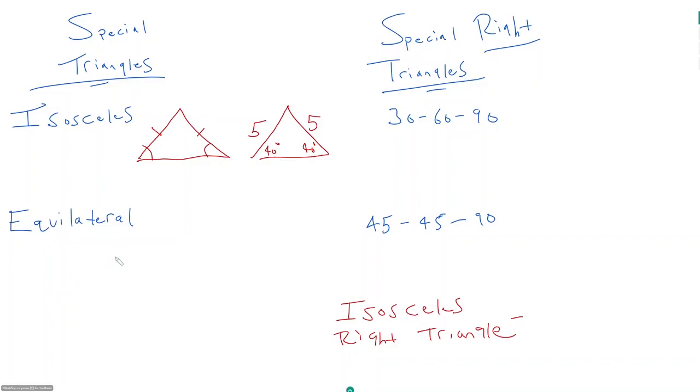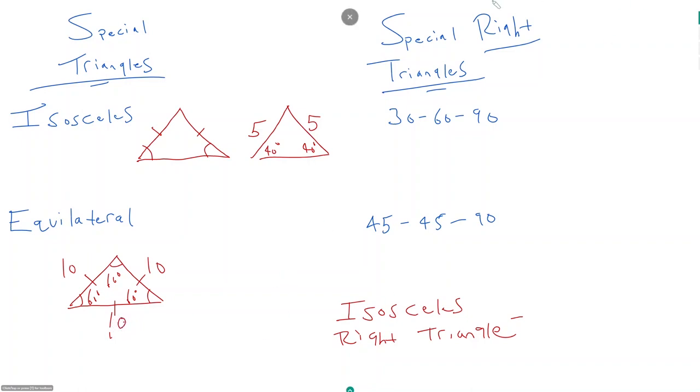For an equilateral triangle, though, that is a triangle where, as the name implies, all of the sides have the same length, which means all the angles opposite those sides must also be the same. And so in equilateral triangles, unlike isosceles triangles, you always know what the measure of those angles are, because if all these angles have to be the same, and the angles in a triangle always have to add up to 180 degrees, each of these angles for an equilateral triangle is always 60. You don't necessarily know what the length of these sides are, but if one of them is 10, that means all of them are 10.